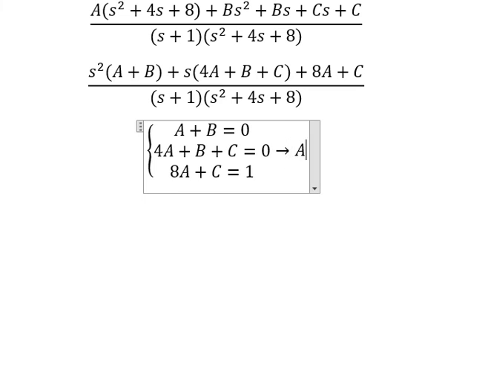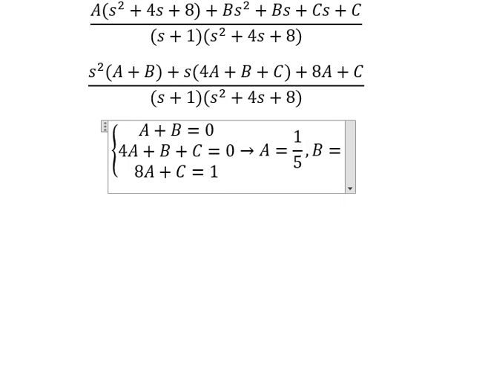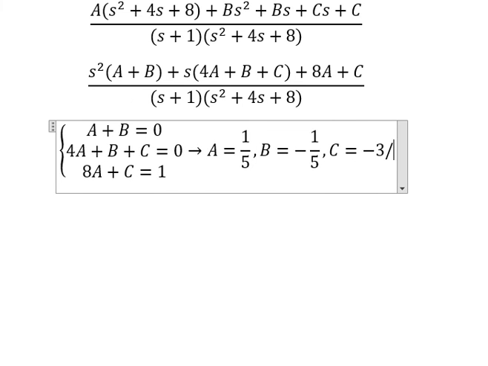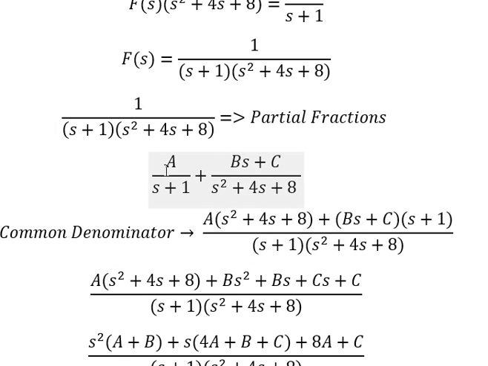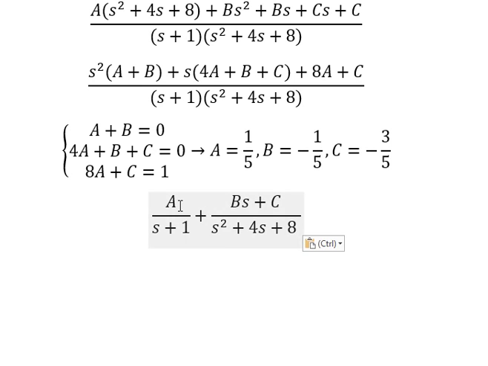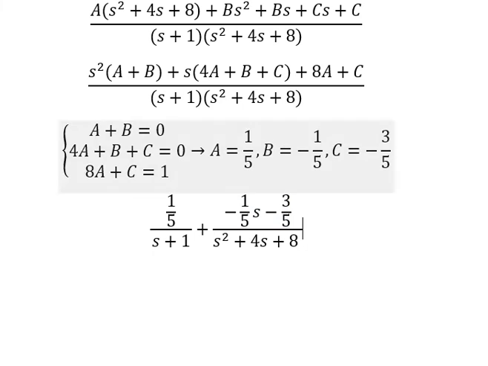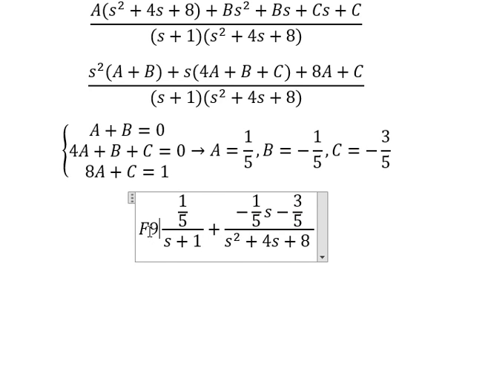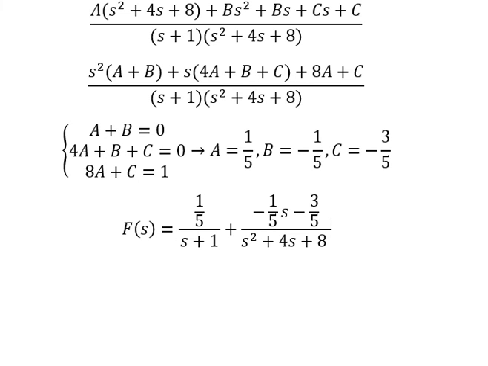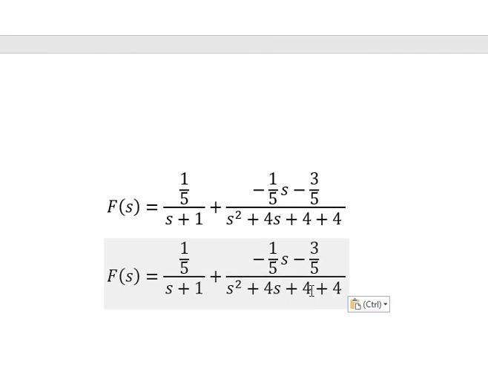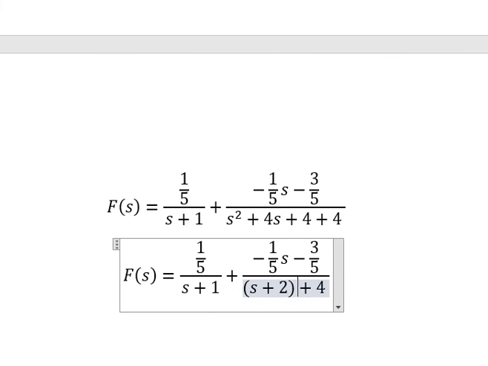So A equals 1 over 5. B equals negative 1 over 5. C equals negative 3 over 5. So we put A, B, C back in here. Now we have it like this. So for the next one, we put 4 plus 4. This one is s plus 2, everything to the power of 2.